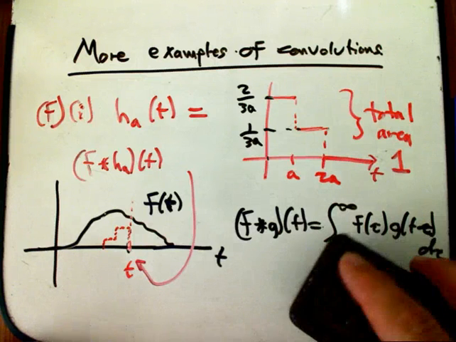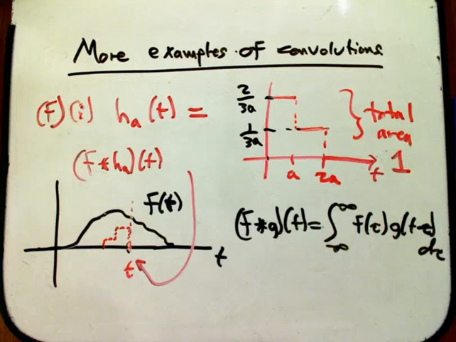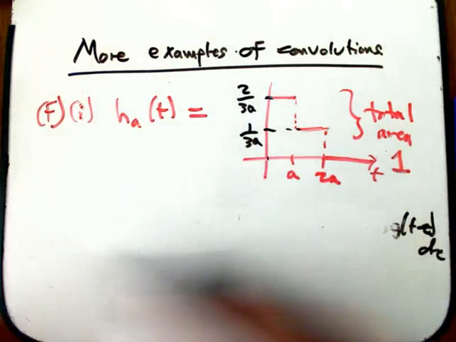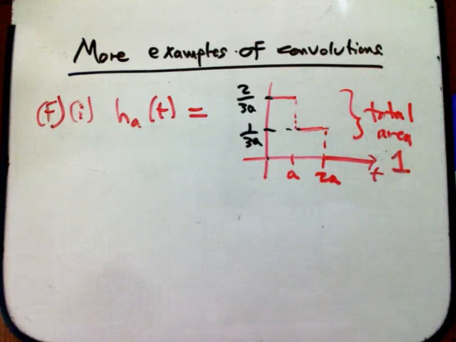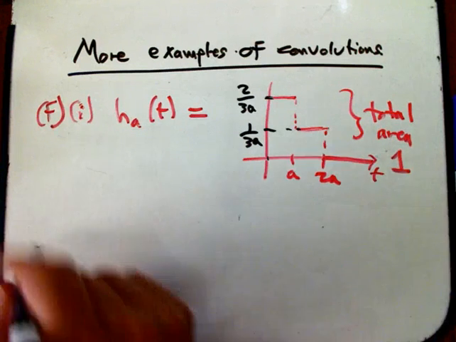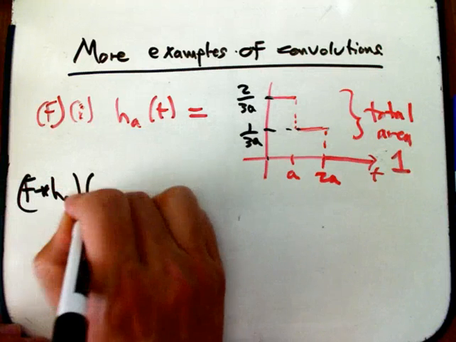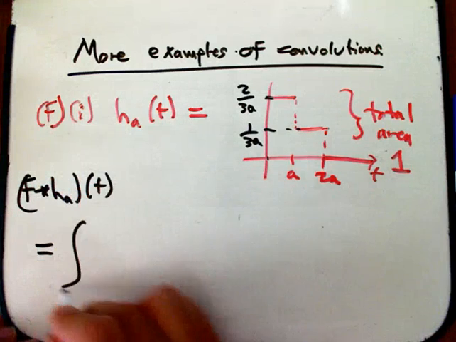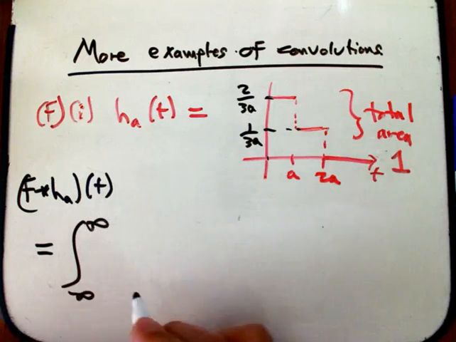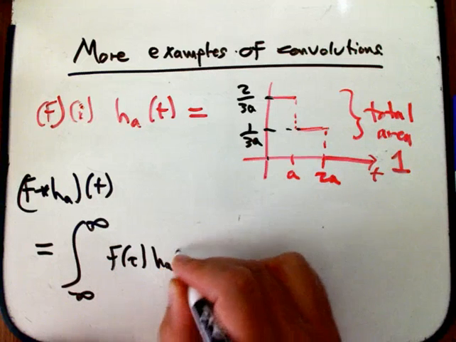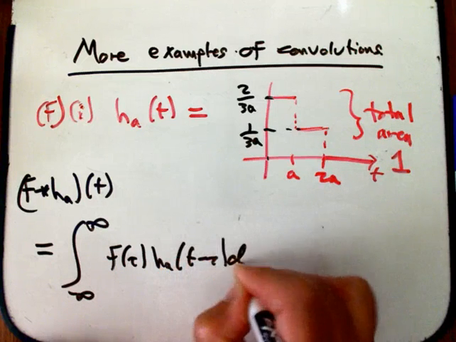Let's do this out explicitly, just to show how that minus sign works. Make sure we're not confused about that. So f star HA of t is the integral from minus infinity to infinity of f of tau HA of t minus tau d tau.